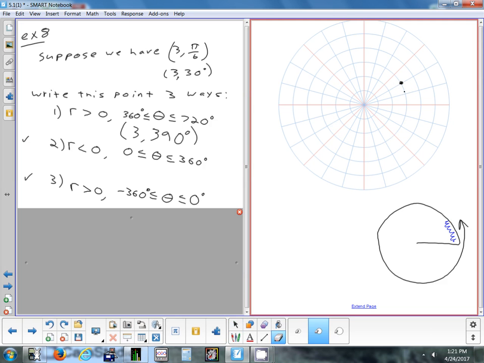Okay, second one. They want the radius to be negative. So what number would I have to pick to land on the third circle? And I have to use a negative. How about Shannon?